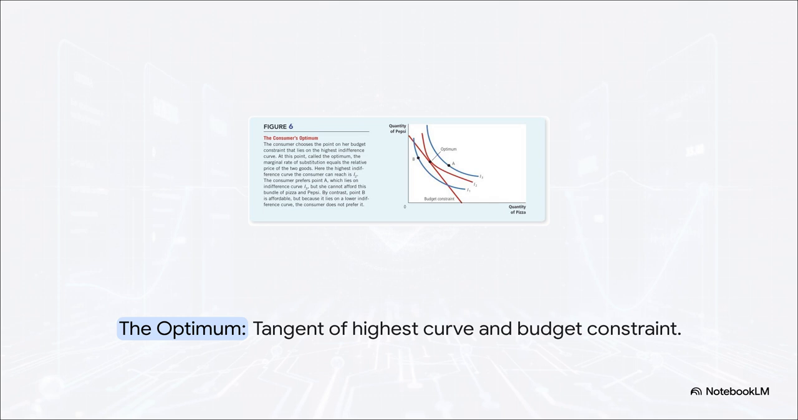The consumer wants to reach the highest indifference curve possible, but they can't afford everything. Anything outside the budget line is a no-go. They could pick an affordable point on a lower curve, but they can do better. The absolute optimum is the exact point of tangency where the indifference curve just barely touches the budget constraint. At this precise, microscopic point, your internal marginal rate of substitution perfectly equals the relative price set by the market. Your internal valuation perfectly matches the market's valuation.